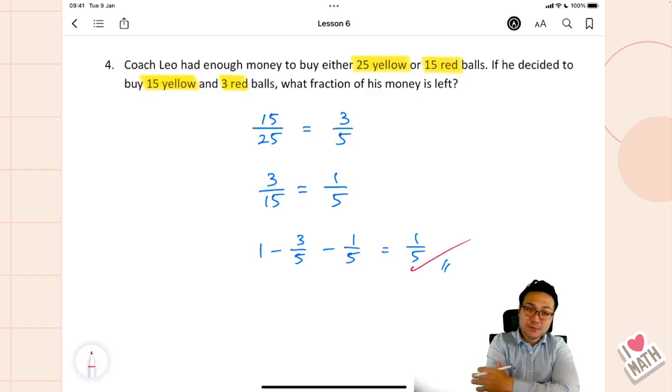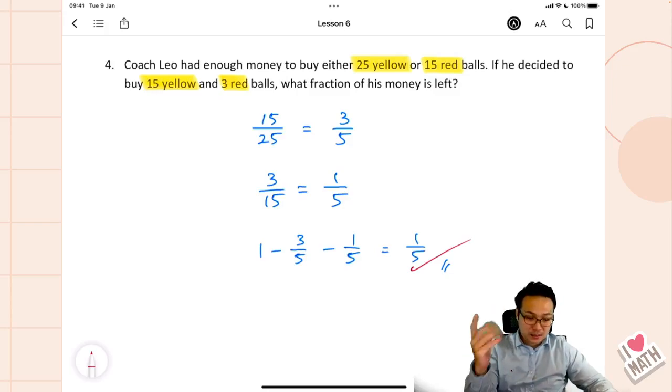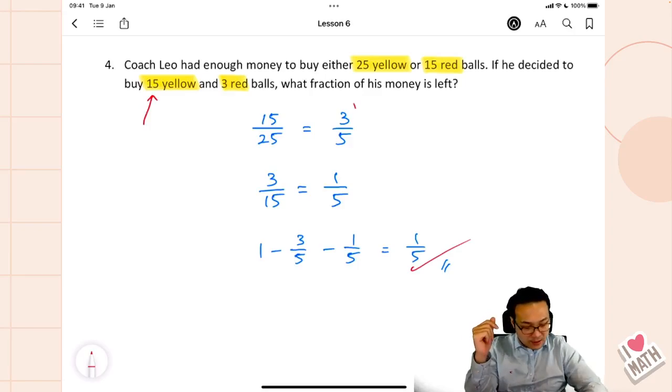Okay, so sometimes some question is very easy, but when you read it, it might sound a little bit tricky and you don't know what to do. Okay, so that's why I say you must understand how fractions work. If you understand how fractions work, then you will know. If I buy 15, I'm only spending 3/5 of my money. Okay? And if I bought 3 red balls, I'm only spending 1/5 of my money. So that is how you know how much I have left.